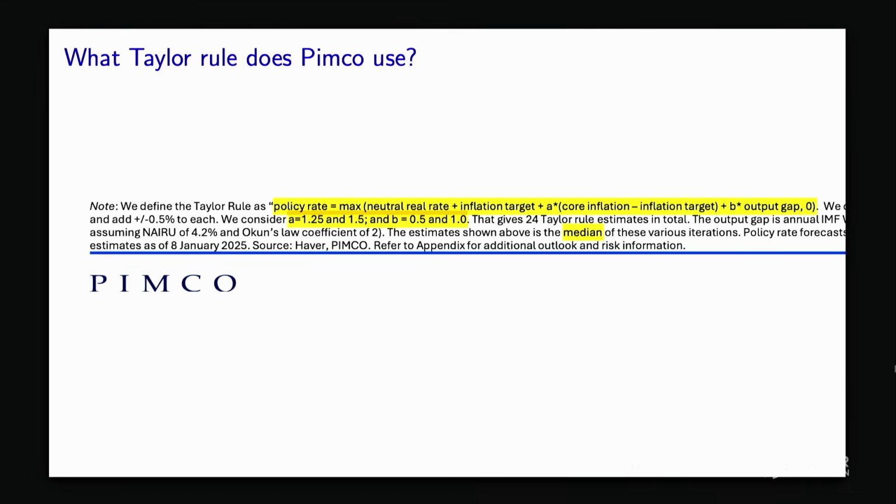You may be wondering, what is it that PIMCO is showing you? In their fine print, they explain the equation of the Taylor rule, interestingly, in that publication. They talk about the coefficients A and B that they're using in front of inflation and the output gap. They try out various of these coefficients, and then they plot the median. And so that's what they're showing you.